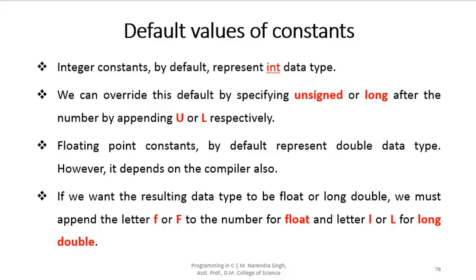Next, let us learn default values of constants. Integer constants by default represent the int data type. We can override this default by specifying unsigned or long after the number, by appending u for unsigned or L for long, respectively. Floating point constants by default represent the double data type. However, it depends on the compiler also, meaning it may differ from compiler to compiler. If we want the resulting data type to be float or long double, we must append the letter F, in uppercase or lowercase, to the number for float, and the letter L, in uppercase or lowercase, for long double.